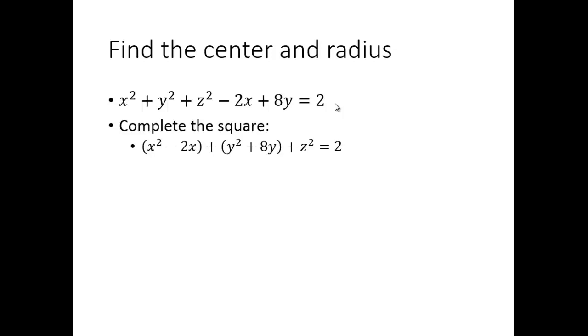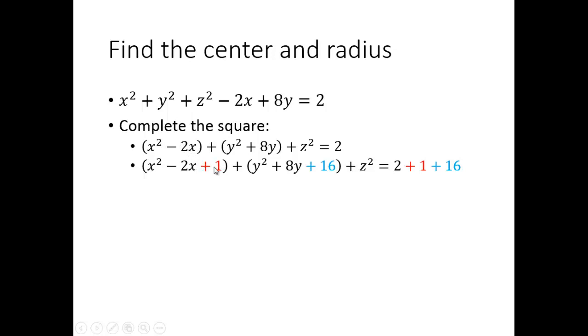First, I'm going to group the x terms together, the y terms together, the z terms together. So we get x squared minus 2x, and then y squared plus 8y. The z is just z squared. There's no corresponding term that's linear in z, just a quadratic term. Now we have the 2. When we complete the square, we want to add something inside each of these parentheses to make the thing inside a perfect square. The thing to add: I'm going to take this 2, divide by 2, that's 1, and then square 1, that's 1.